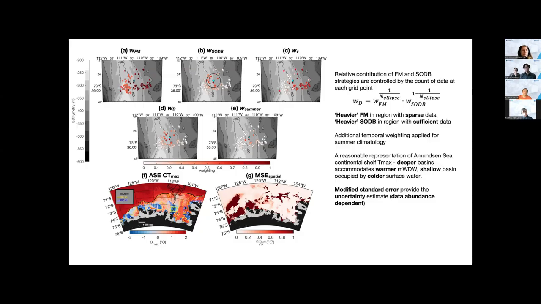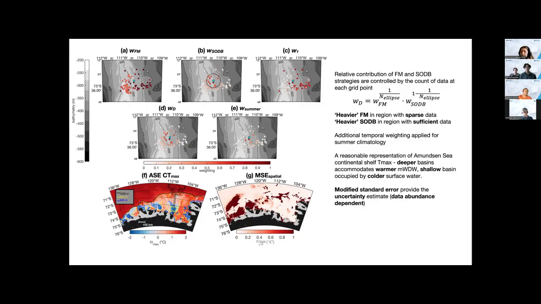But we also introduced another constraint to control the relative contribution of these two, because we want to preserve enough small-scale features that can be retained by the ellipse-type averaging. But at the same time, we want heavier weighting of the fast marching strategy to be able to fill the gap in areas where there's no data. So the relative contribution is controlled by the count of data at each grid point.